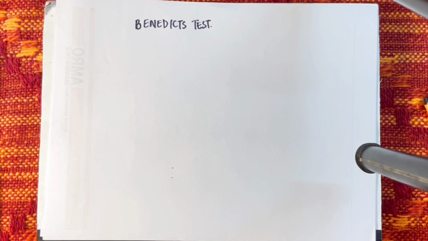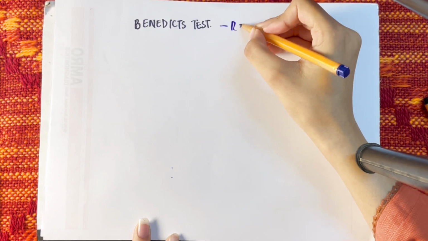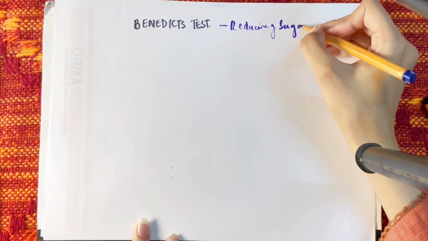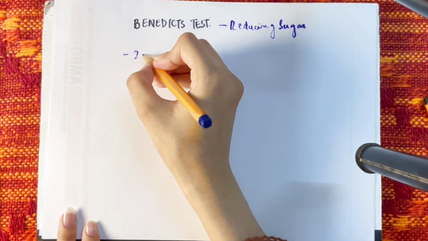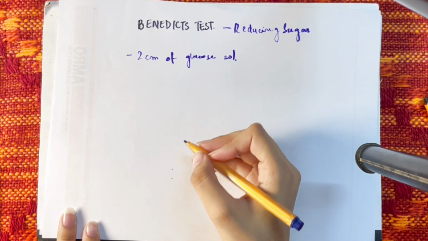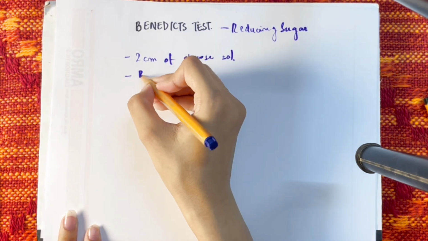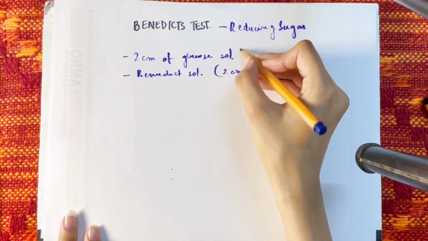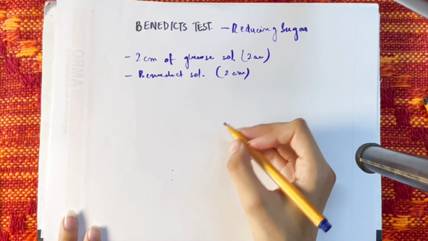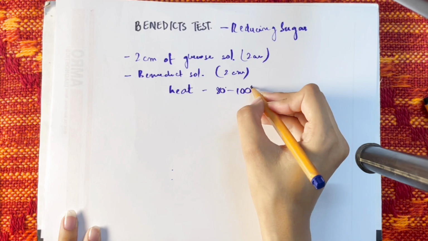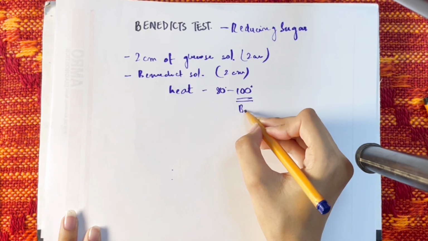All right. So the fourth and the last test is the Benedict's test, which is for the reducing sugar. All of the tests are for certain purposes, and this one is for the reducing sugar. In this test, you need to take 2 centimeter of glucose solution. Once you take the 2 centimeter of the glucose solution, you need to take the Benedict's solution in the same quantity, that is 2 centimeter, and you have to heat this at 80 to 100 degrees temperature, which is the boiling point of water.